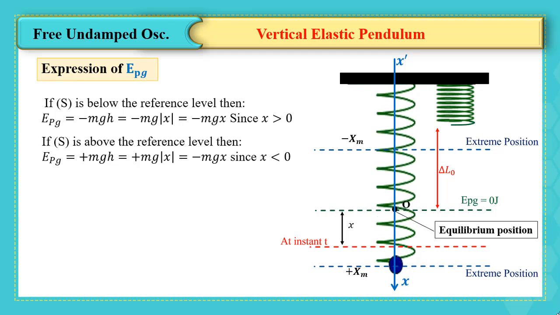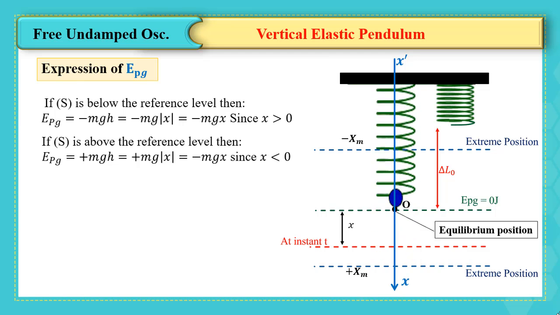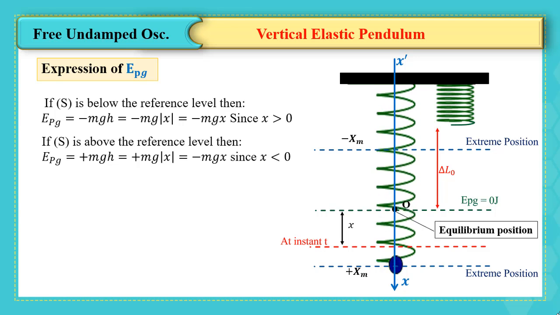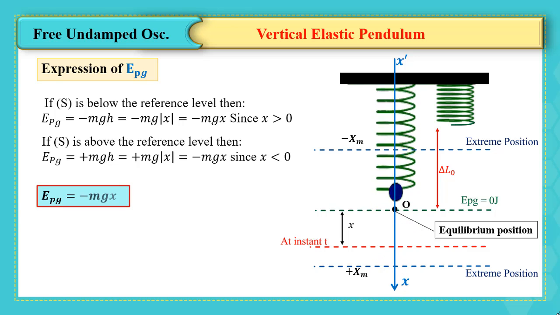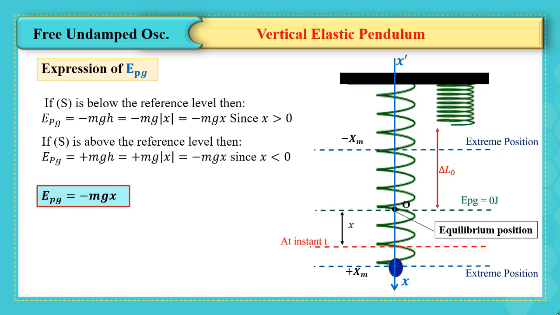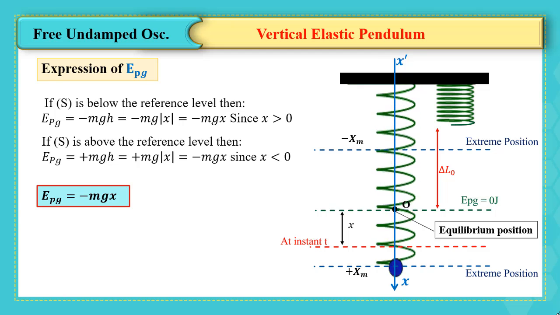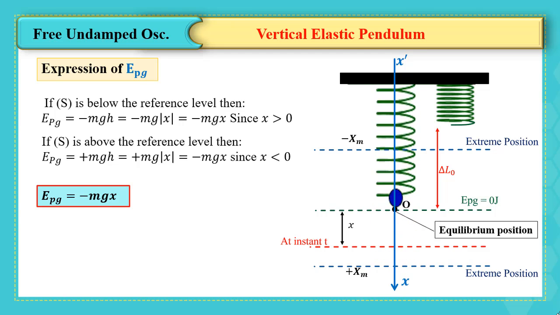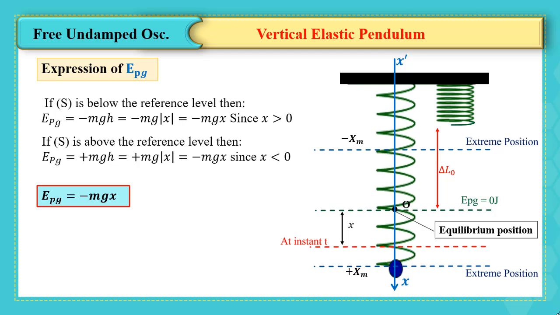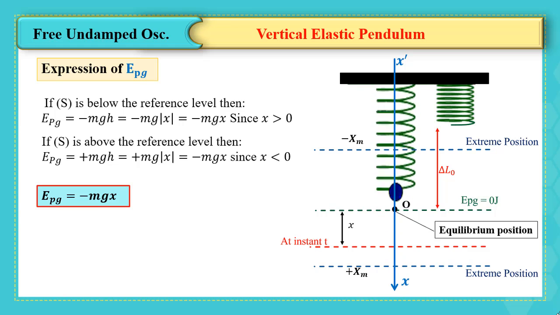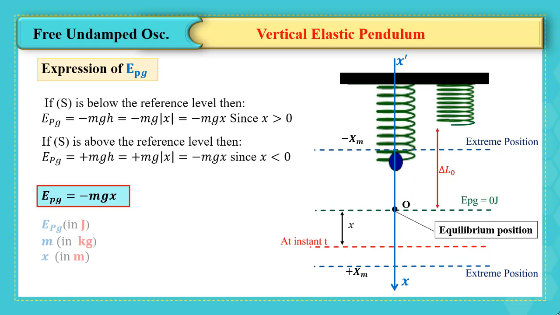It's clear that this formula is still valid when S is on the reference level where x equals h equals 0. Then the expression of the gravitational potential energy can be minus mgx, whatever the abscissa x, positive, negative, or 0. Keep in mind that the gravitational potential energy is in joules, the mass in kilograms, and x in meters.